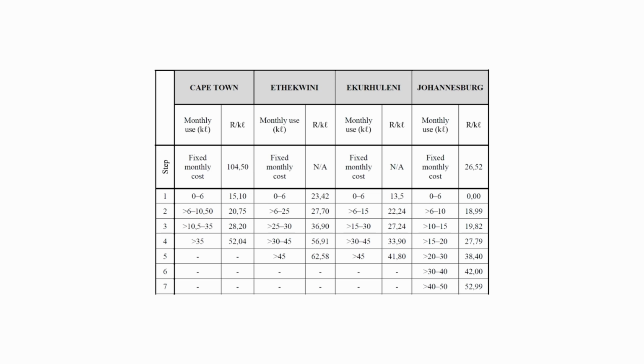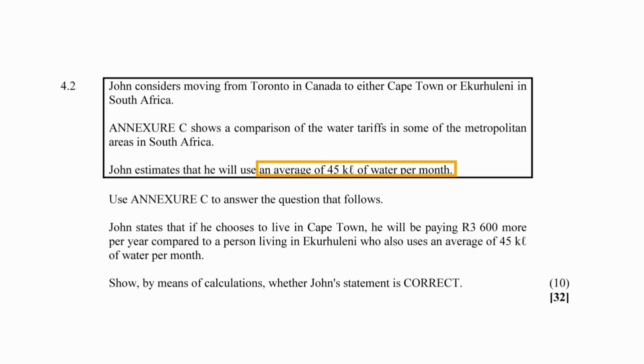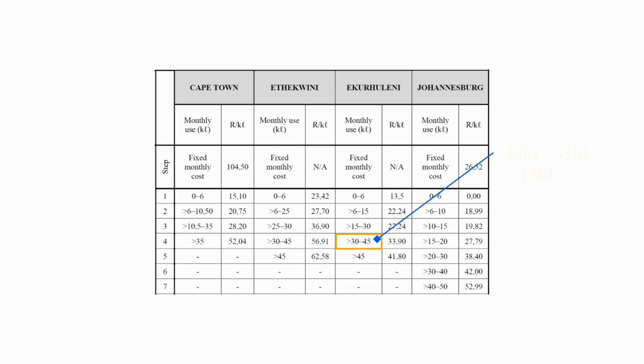In step 4, the range of water consumption is greater than 30 kiloliters to 45 kiloliters. Because a maximum amount of 45 kiloliters of water is used on average per month, the maximum amount of water that will be charged for is 45 kiloliters minus 30 kiloliters. This equals a maximum amount of 15 kiloliters. This means that you will only be charged 33 Rand 90 cents for 15 kiloliters of water consumption.